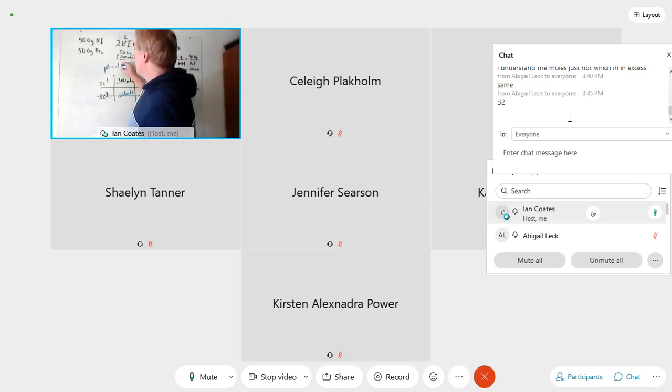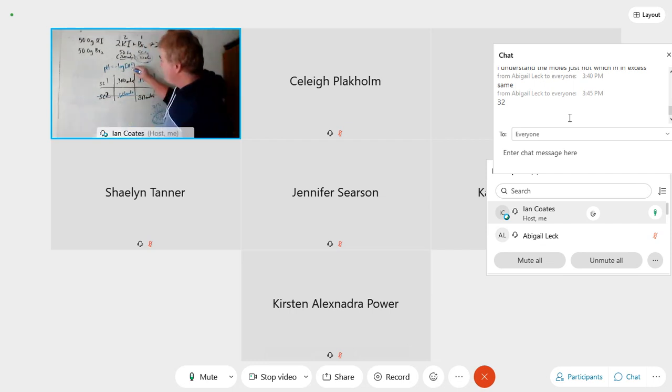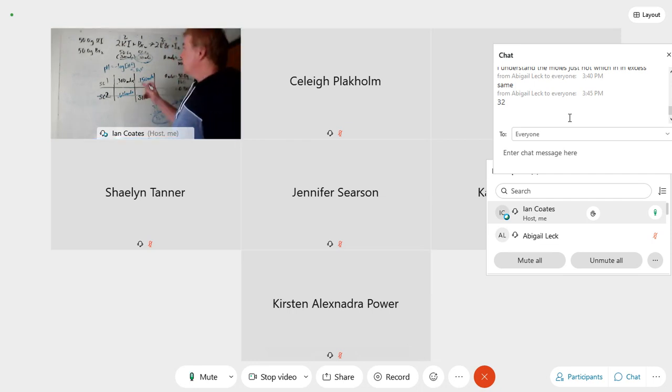pH is equal to the negative log of the hydrogen concentration. Be careful, you might see it written like this. Same thing. Okay? So that's your formula there.